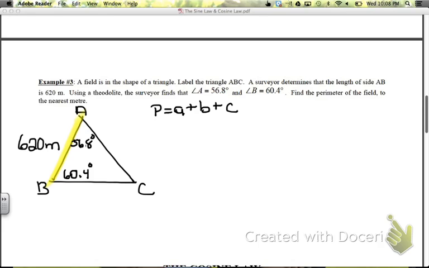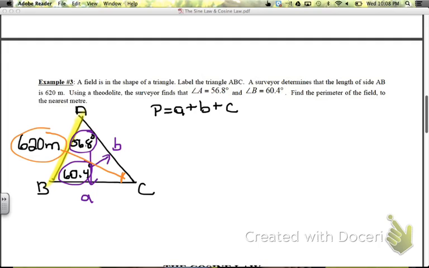So what I notice here is that I have a couple of angles, 56.8, but I don't have its corresponding side. And I have 60.4, and I as well don't have its corresponding side. So that corresponding side will be B, and the corresponding side to angle A is A. Now, one thing that I do have is side C, but I don't have angle C. So how do I find angle C?